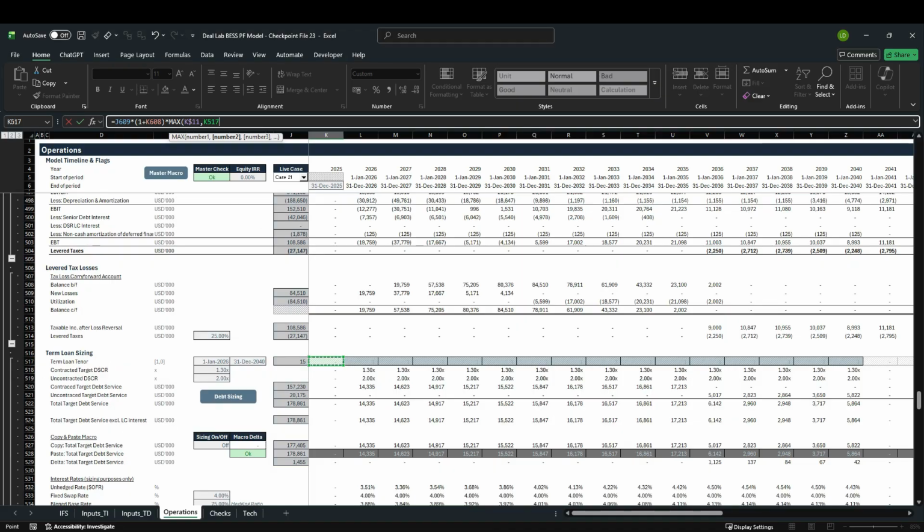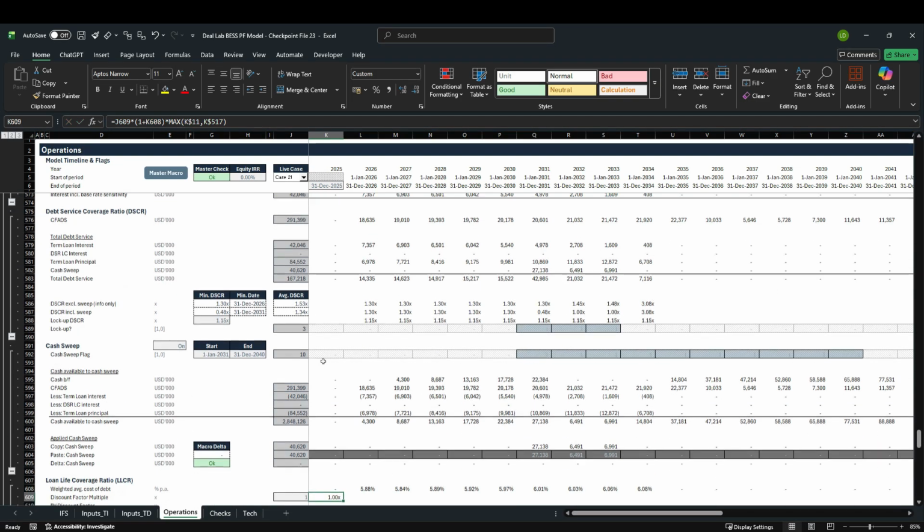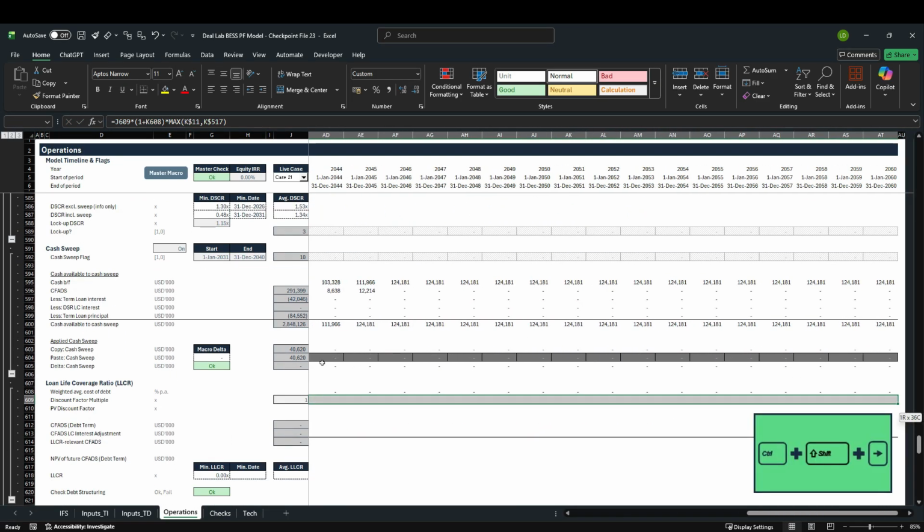And we take the maximum of these two numbers because, as you can see, in 2025, the term loan flag is off because our term loan is actually just drawn in 2026. Or better, this is when our repayment period starts. Let's hit F4 2 times for this one as well. Close parentheses, hit enter. Drag this one over, Control R.